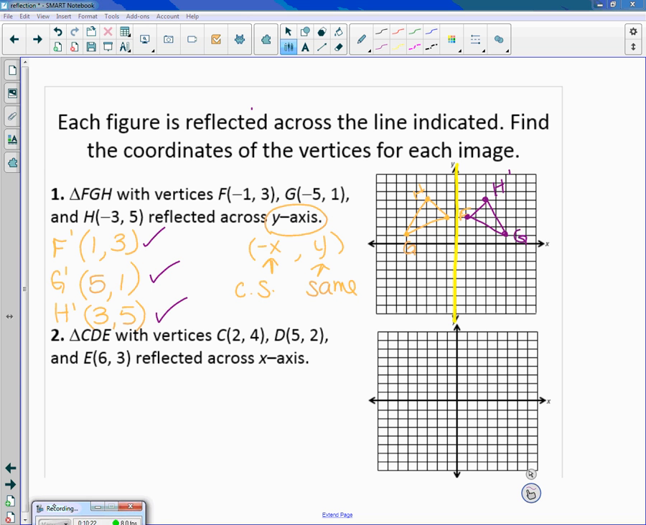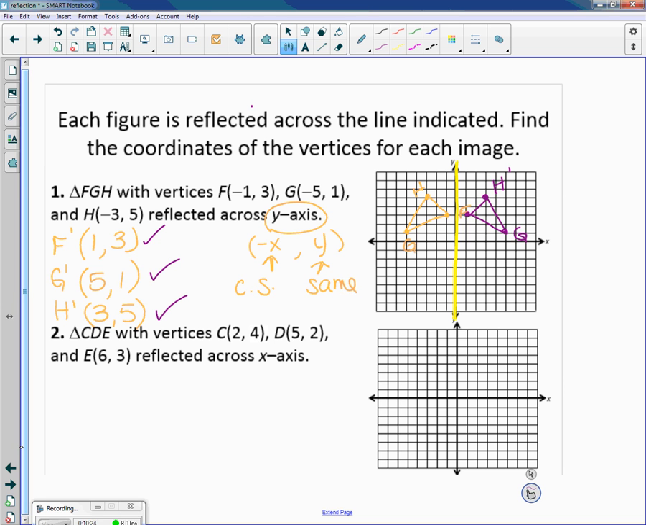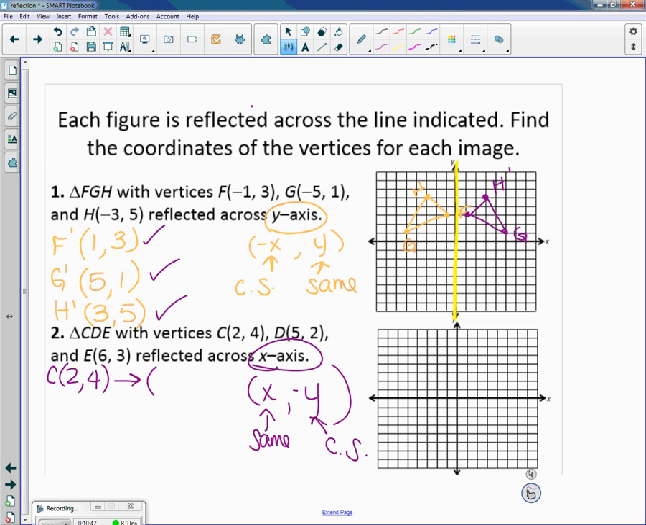Now, the second one says it reflects on the x-axis. So if I have x, y, which one stays the same this time? My x stays the same. My y is going to change sign. So this becomes, instead of 2, 4, it's going to change to 2, negative 4.